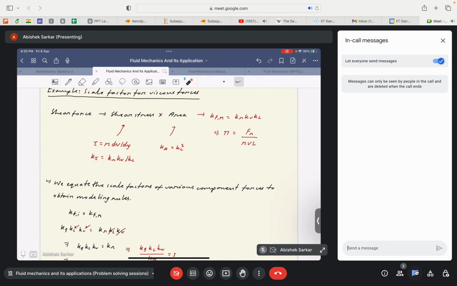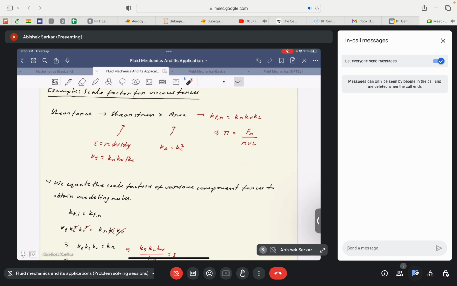We simplify the terms so that we cancel out the required scales. If you multiply these two, the scale for the shear forces, kf mu, would scale as k mu kv kl, the product of k mu, kv and kl, where k mu is the scale of the viscosity. So a non-dimensional pi number from this would be F mu by mu v l. So this is a non-dimensional pi number from this approach.